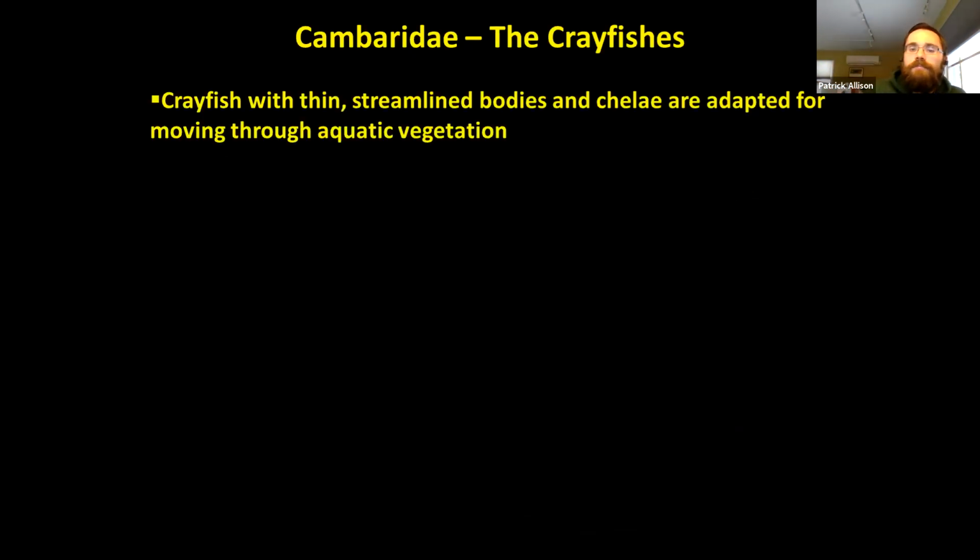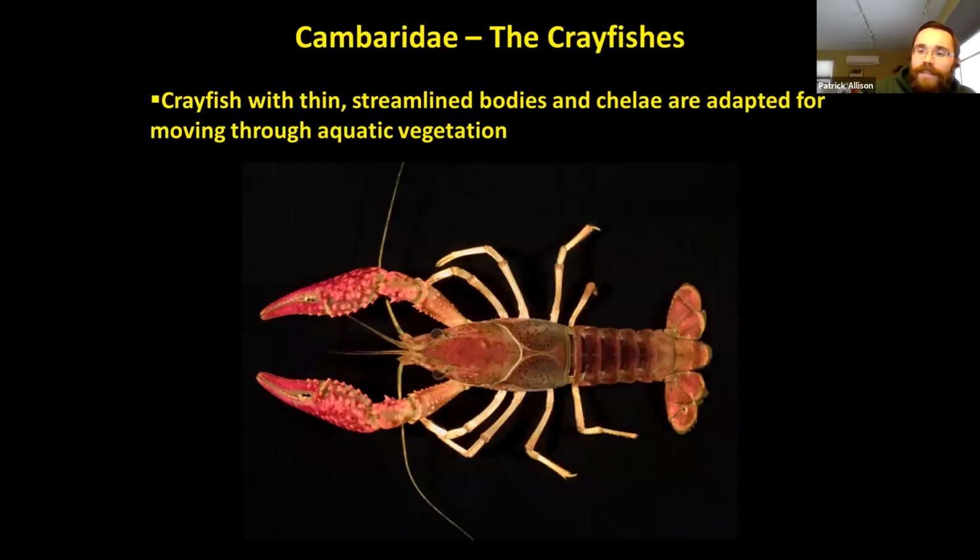Crayfish with thin, streamlined bodies and chelae are adapted for moving through aquatic vegetation. A perfect example is the red swamp crayfish, Procambarus clarkii. This is an introduced species into Massachusetts, and it is extremely invasive. Many of you might have seen this already if you've ever eaten crayfish. This is your typical Louisiana crawdad that everyone loves to eat. I can tell you right now that they are delicious.